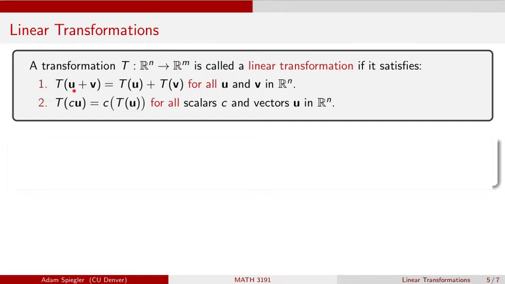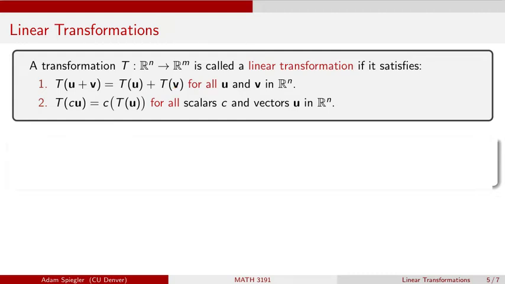The first is we can break up addition inside the map. So in other words, if I want to find out what is the image of the vector u plus v, I can calculate the image of u, I can calculate the image of vector v, and then add those two together. So applying the transformation to vector u plus v is the same thing as applying the transformation to u, and then adding to that what we get when we apply the transformation to v.